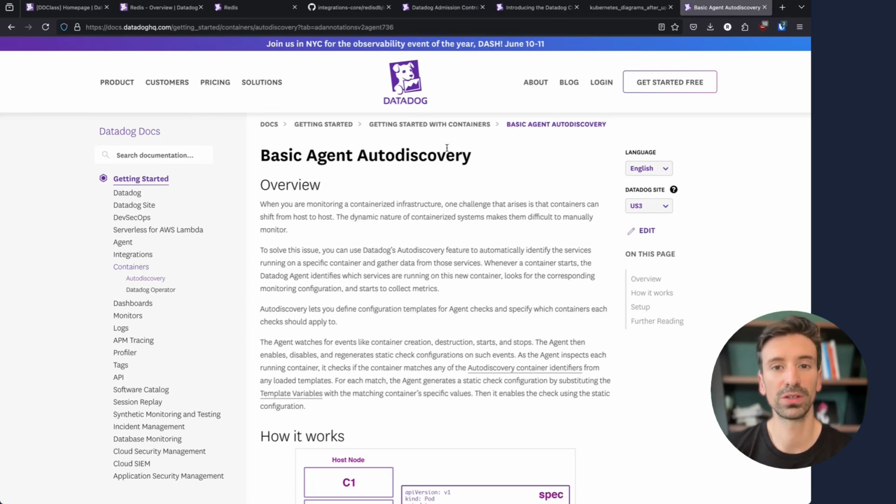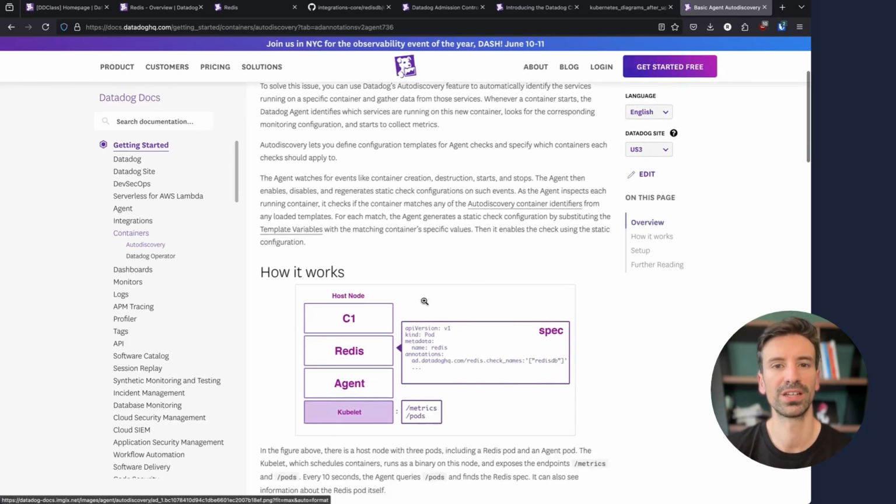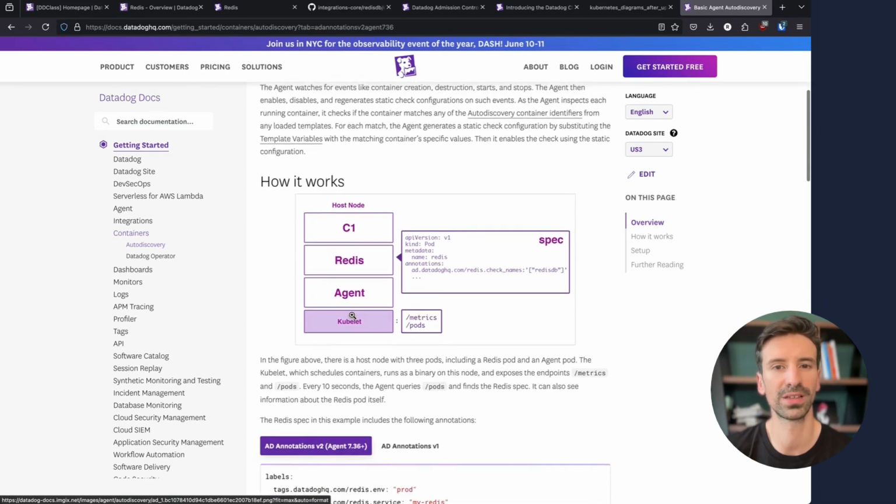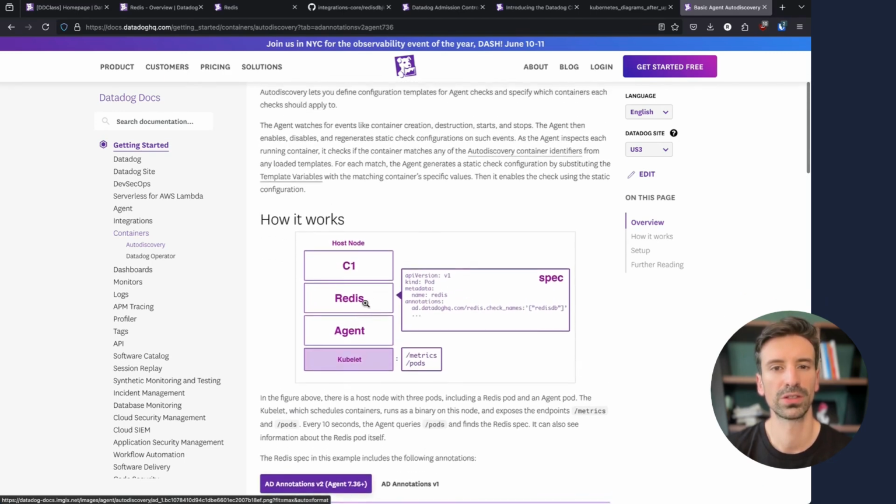So let me run through the concept of AutoDiscovery. The idea is on a Kubernetes cluster, the pods keep going from one node to the other, whereas on the VM, we attach the configuration to the agent since we know the application will stay there. In Kubernetes, we then need to attach the configuration of the integration to the pod itself. And this is where we introduce the concept of AutoDiscovery.